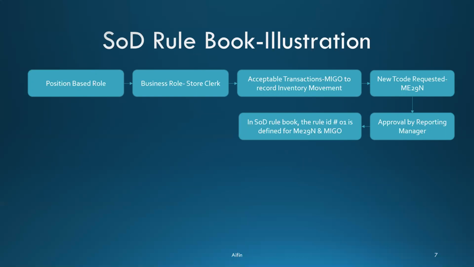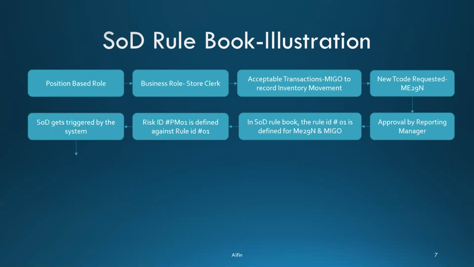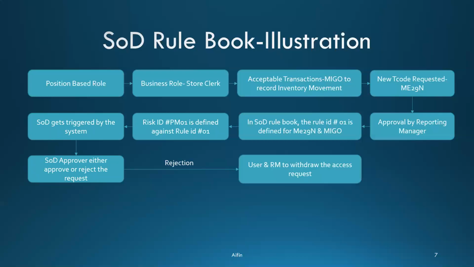Now, if we add ME29N as a transaction code, which we have already mapped in a rule ID, the system understands, oh, this is an SOD conflict, and triggers the SOD conflict, right? When the SOD conflict gets triggered, it requires approval from the SOD approver, which an organization again decides. They want a dedicated person who is going to handle all the SOD requests or all the SOD transactions. So that gets notified to that person, and that person has to understand whether to reject it.